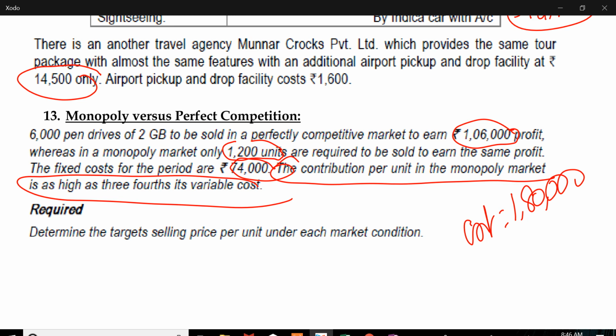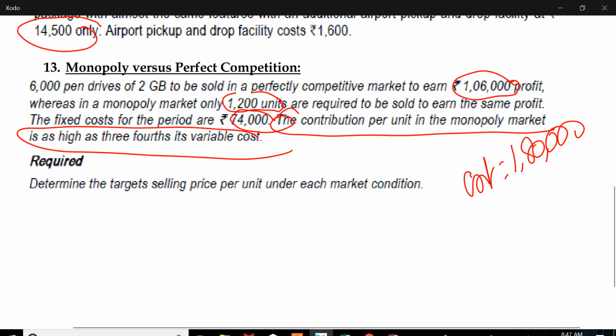Next point, contribution per unit equal to 1,80,000 divided by 1,200, which is 150. It's 150, no? Yeah, 150 per unit. Any doubts on 150 per unit?